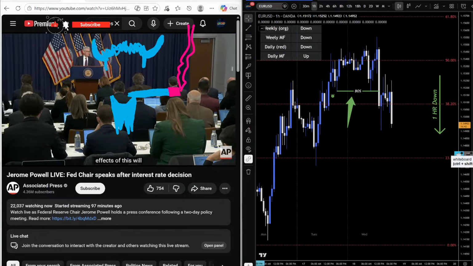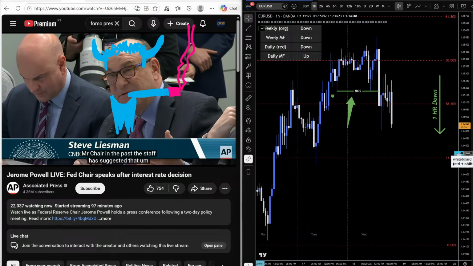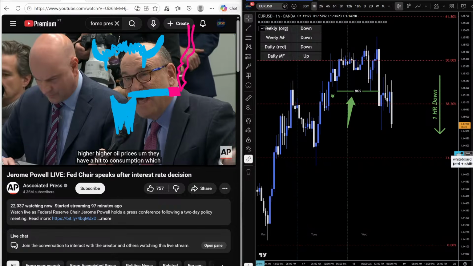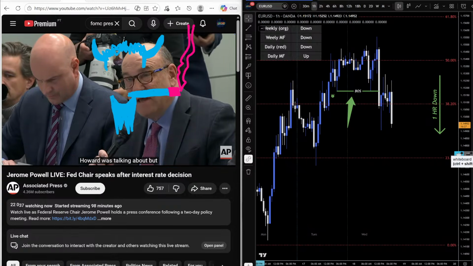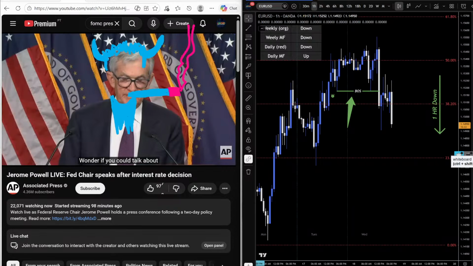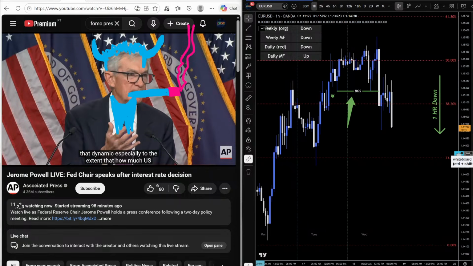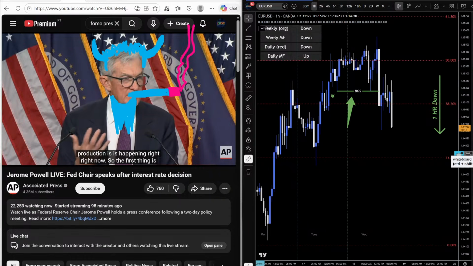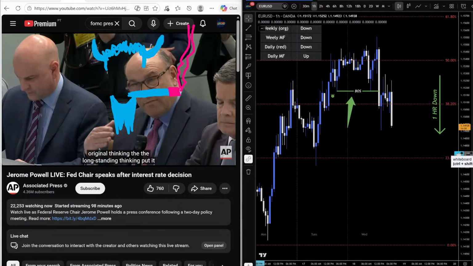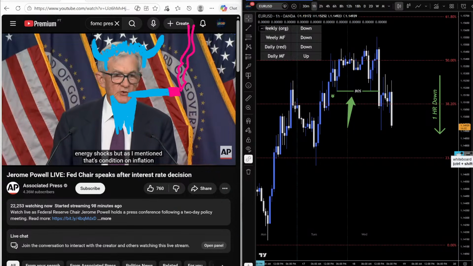Mr. Chair, in the past, the staff has suggested that higher oil prices have a hit to consumption, which Howard was talking about, but that's somewhat offset by increases to domestic production. I wonder if you could talk about that dynamic, especially to the extent of how much U.S. production is happening right now. So the first thing is, the original, long-standing thinking is that you do look through energy shocks. But as I mentioned, that's conditioned on inflation expectations and that kind of thing. So, your question was about what the staff has said in the past. Yeah, so there'd be an offset. Offsets, yeah. So that's true.